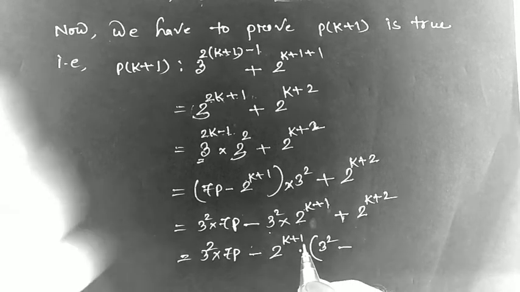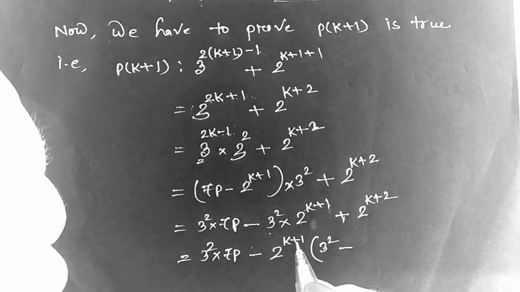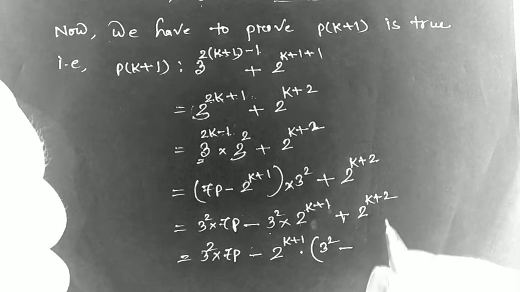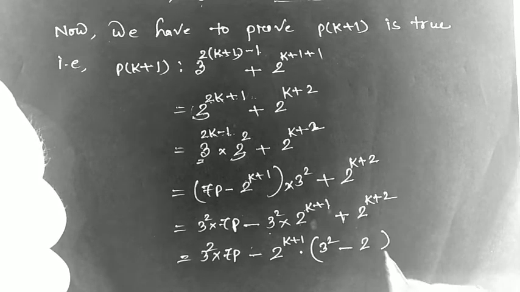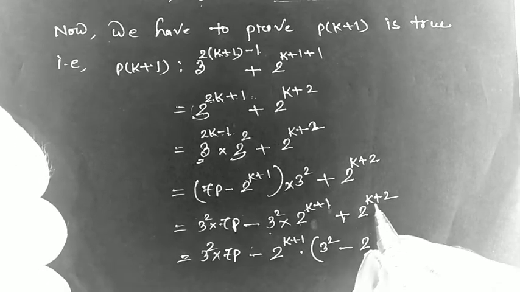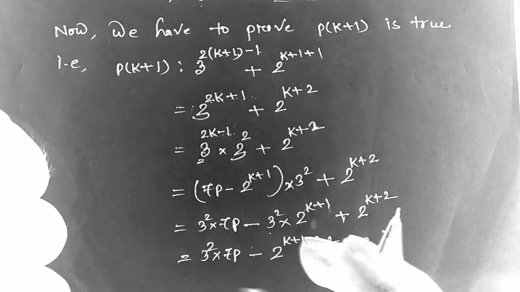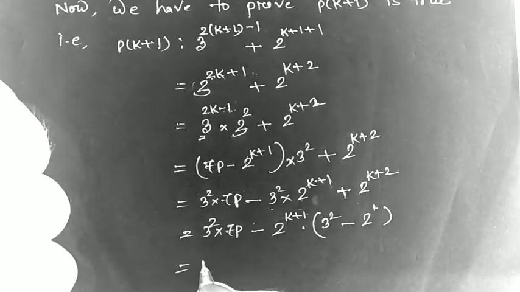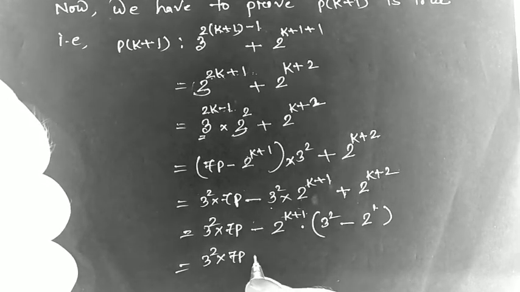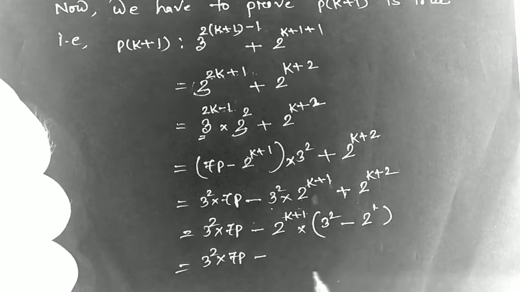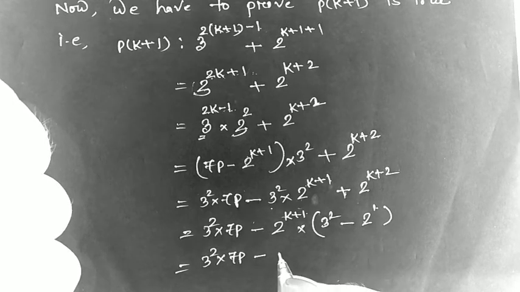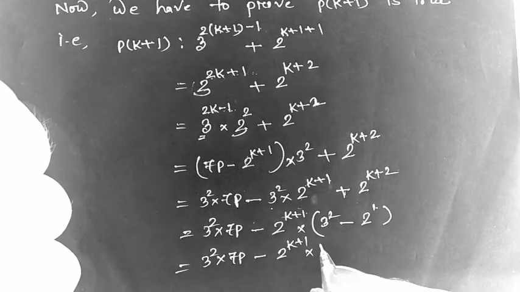And here 2 to the power k plus 1 is taken out, since 2 to the power k plus 1 is taken out, here in 2 to the power k plus 2 only one 2 will be there. Why only one 2 is there? Since 2 to the power k plus 1 is taken out, only 2 to the power 1 will be there. Now see 3 square into 7p minus these things, if you see this is multiplication, here 3 square means what? 9, 9 minus 2 means what? 7, that means 2 to the power k plus 1 into 7.